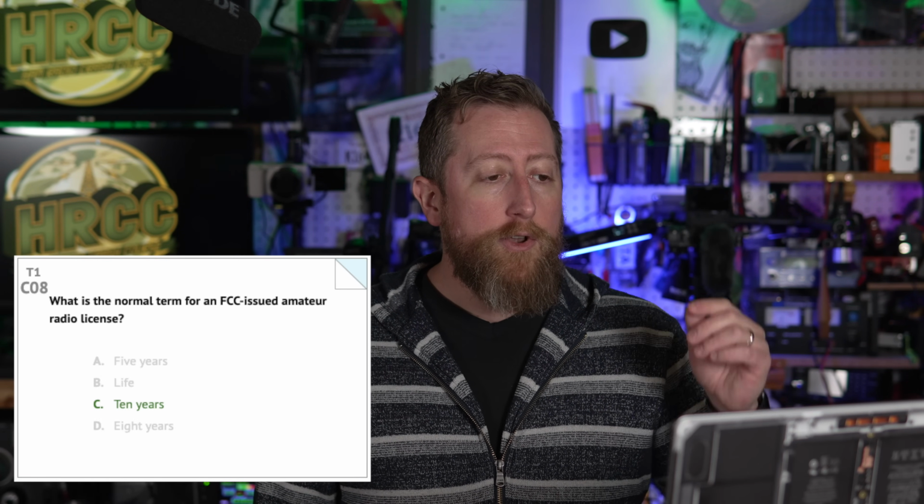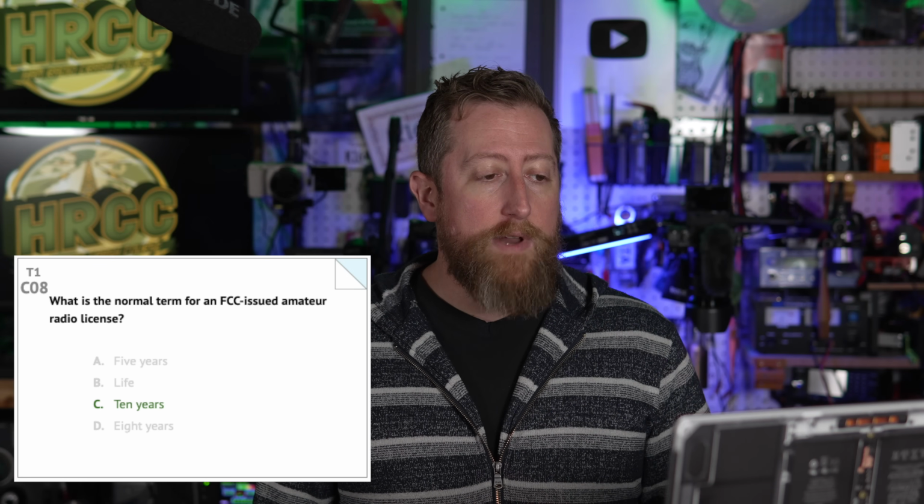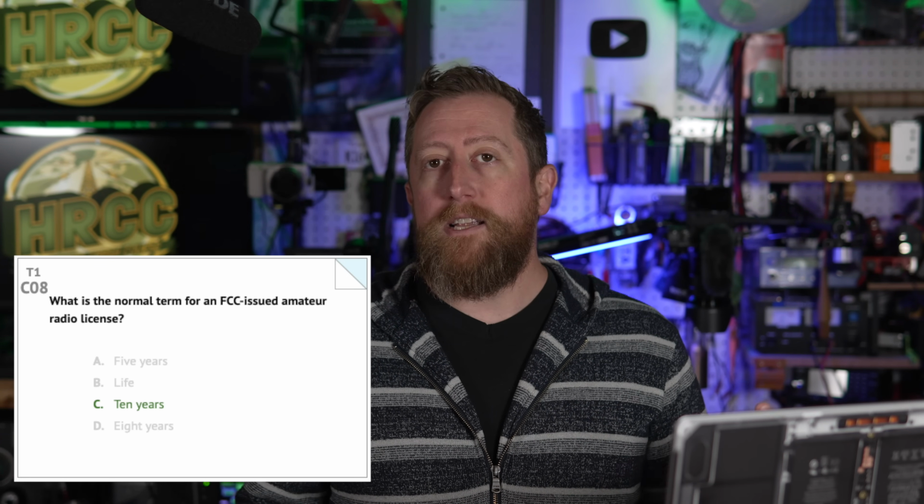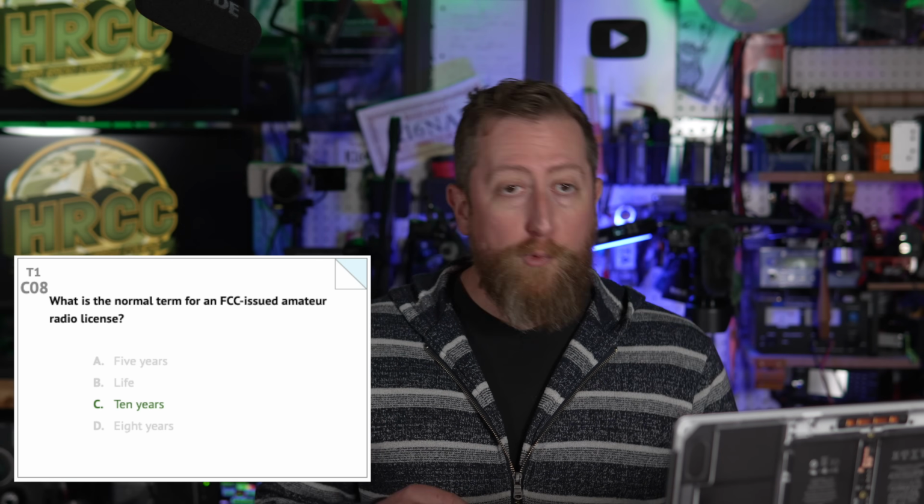Charlie08, what is the normal term for an FCC-issued amateur radio license? 10 years. In 10 years, you have to re-extend your license, if you will, every 10 years. Charlie09, what is the grace period for renewal if an amateur radio license expires? And that's A, 2 years. So there is a bit of an extension to make sure that you get it renewed if you go past that 10-year mark. If it does expire completely, then you will have to retest for whatever license you held.